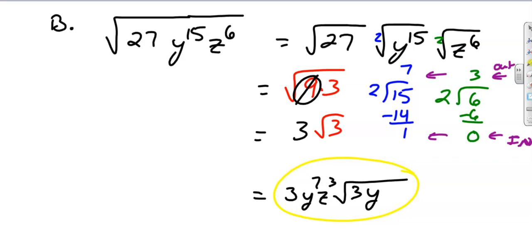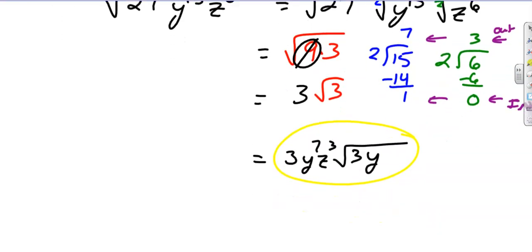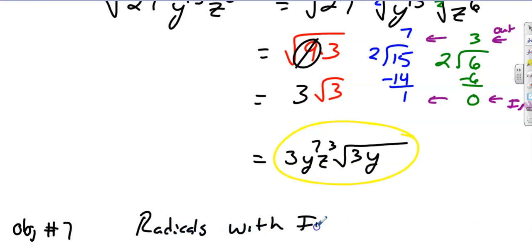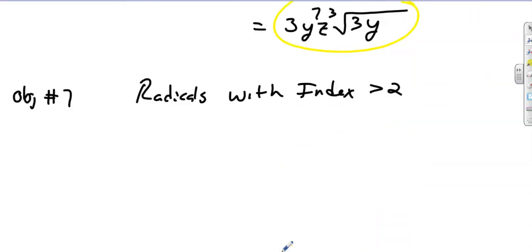Okay. And then the last objective in section 3. Actually, there was one more, but when we did objective 4, we also did objective 8, because in objective 4 everything was square roots. Objective 8 switched up where we had third roots and fourth roots, so we just put those two together because they flow together. But objective 7, this one is doing radicals with an index greater than 2. So now we're talking about third roots and fourth roots and fifth roots and that kind of thing.